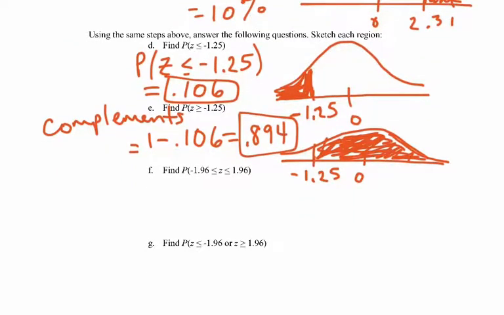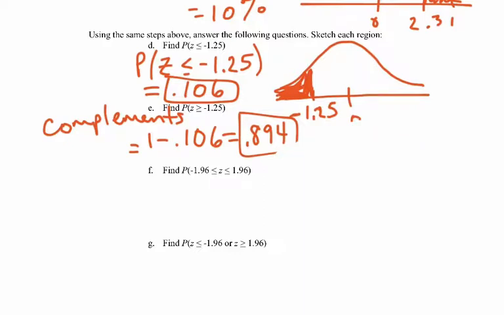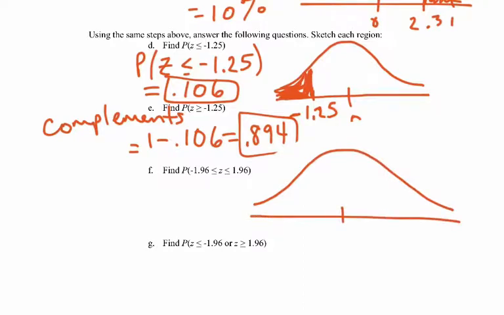So let's see, I'm going to make some space here. I'm going to erase some stuff just so I have some more space. All right, so in letter F, they want us to find the probability that Z is between negative 1.96 and positive 1.96. So 0 is in the middle, negative 1.96, positive 1.96. This is symmetric on either side, so the areas on either side of 0 should be about the same.